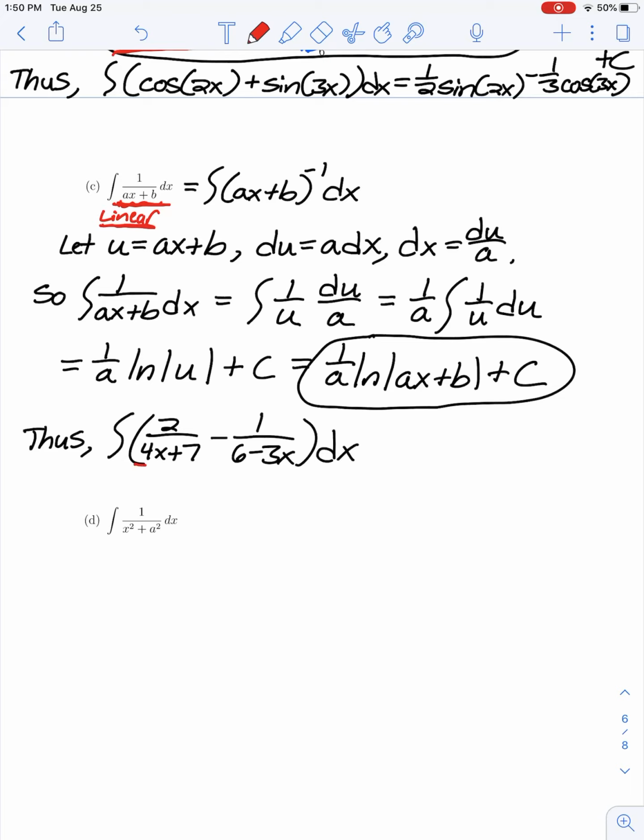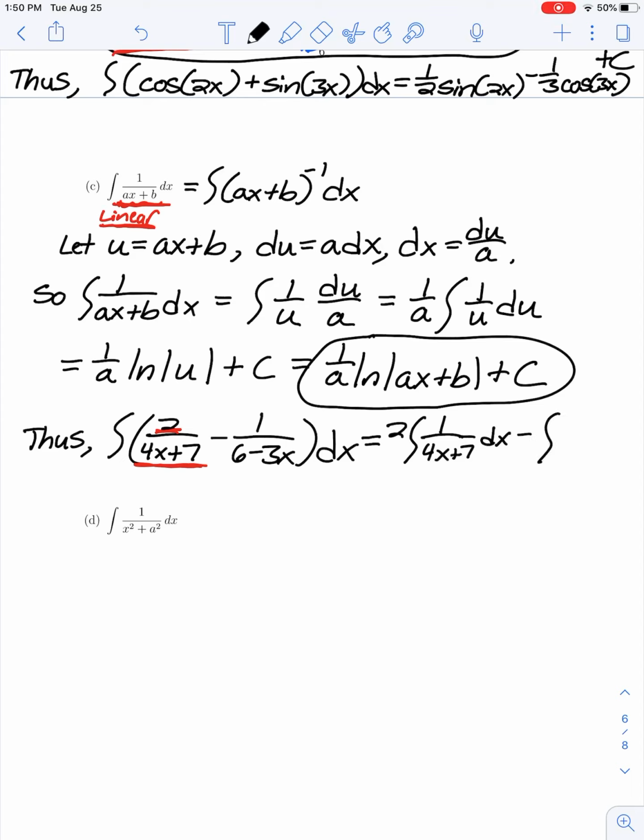Well, we see that our first term in this integral is a fraction where our denominator is a linear term. Now the fact that our numerator is 2 doesn't really matter because we know that we can pull a 2 out in front of our integral. So we're left with 2 times the integral of 1 over 4x plus 7 dx, and then we're subtracting the integral of 1 over 6 minus 3x, which is also a linear function.